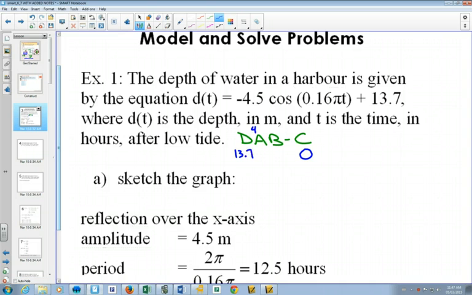Our amplitude is 4.5. And our B value, which is 0.16 pi, tells us that our period is 2 pi divided by 0.16 pi, which, if you figure that out, it will be 12.5.